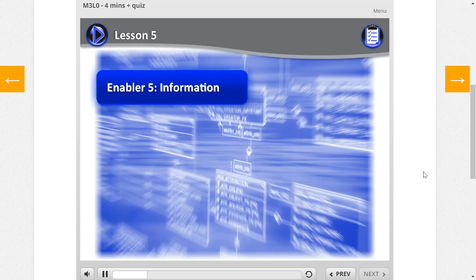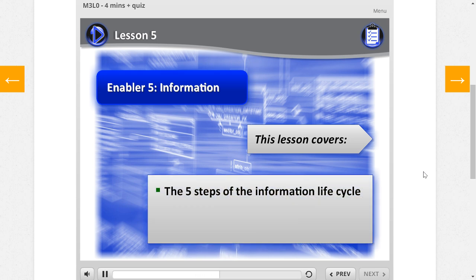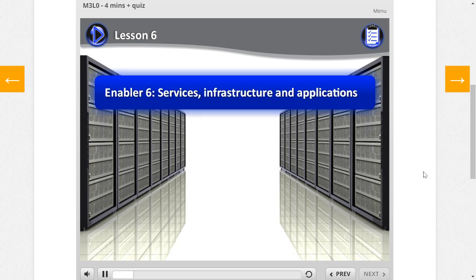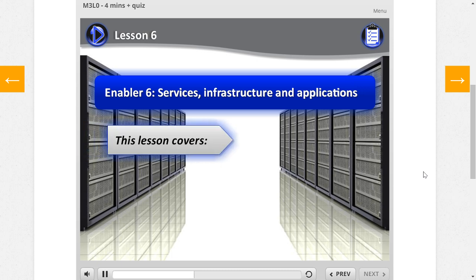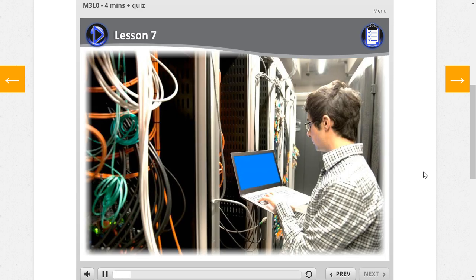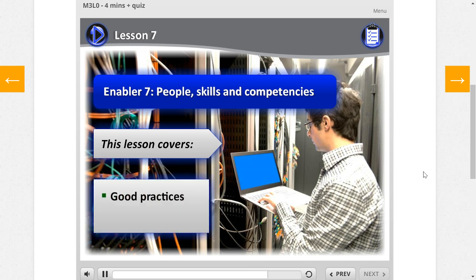Lesson 5 deals with the Information enabler. Topics include the 5 steps of the information lifecycle, information attributes, and assessing information quality. Lesson 6 covers the Services, Infrastructure, and Applications enabler. Topics covered include the architectural principles governing the use of IT-related resources, and the relationship with other enablers. Finally, Lesson 7 examines the People, Skills, and Competencies enabler. Topics include good practices and skill categories.